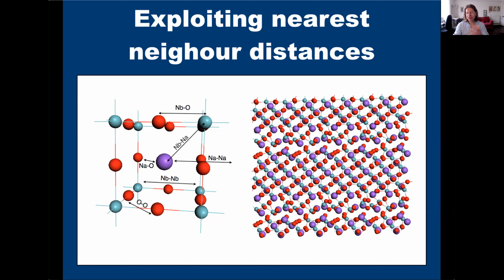And if you do that, this is a sodium niobate example here. On the right-hand side is a randomly generated sensible sodium niobate structure that has minimum distances that are the same as in a candidate sodium niobate structure.